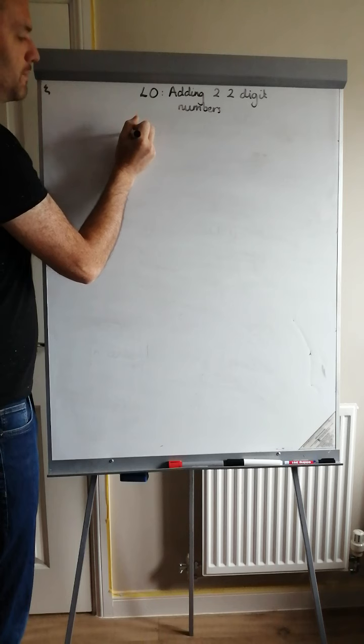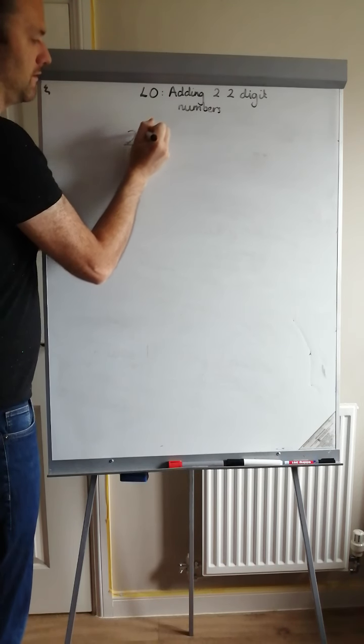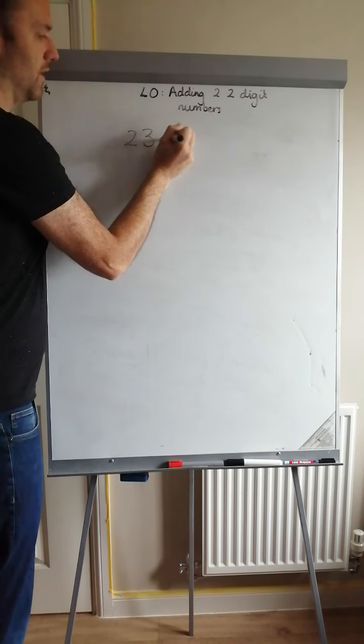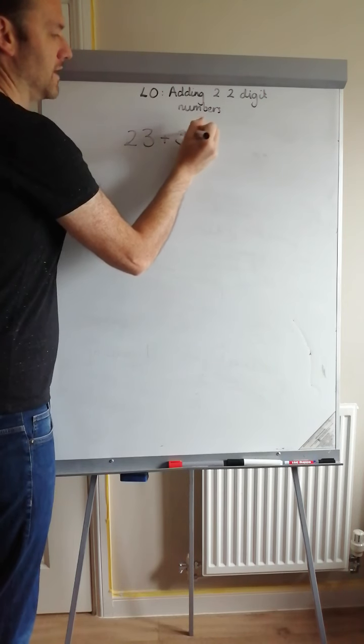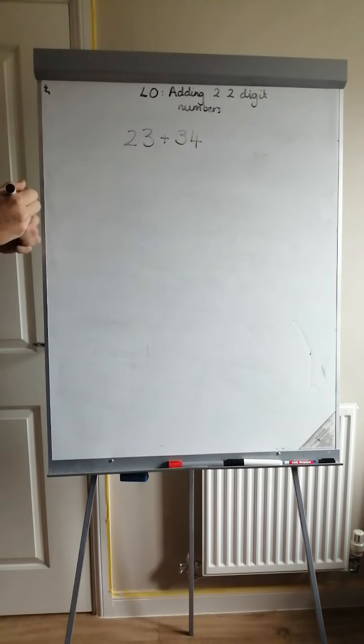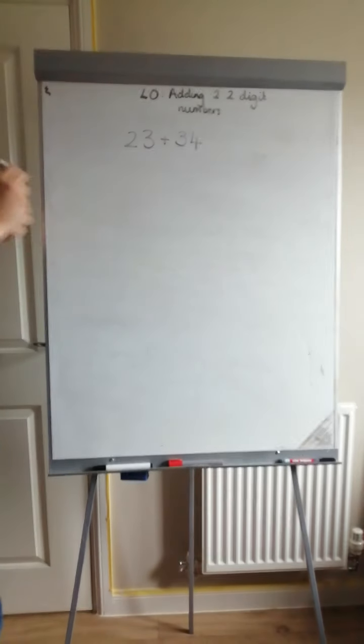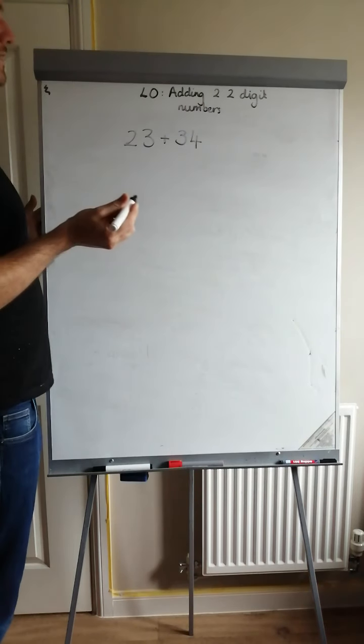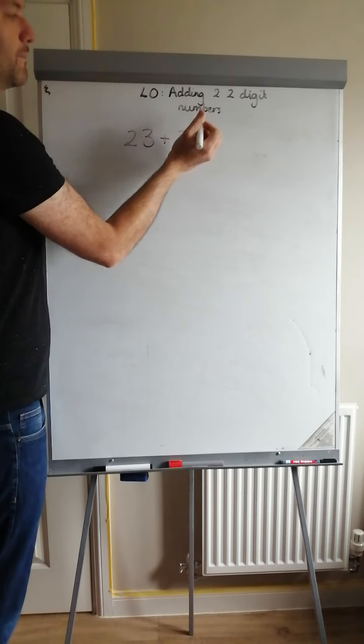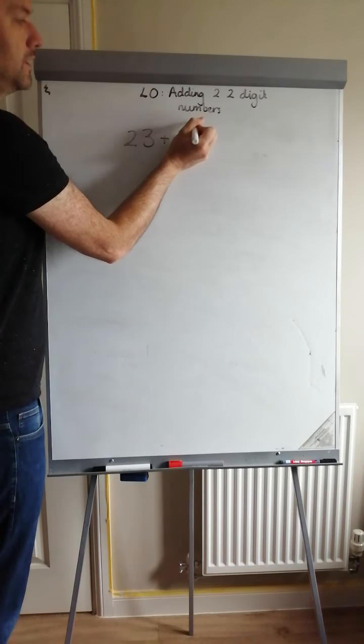So let's take two-digit numbers. We're going to have 23 and we're going to add 34. Okay, so let's see how we can remember to do this. First of all, what we need to do is separate it out into tens and ones.